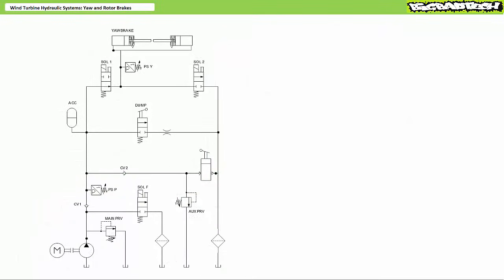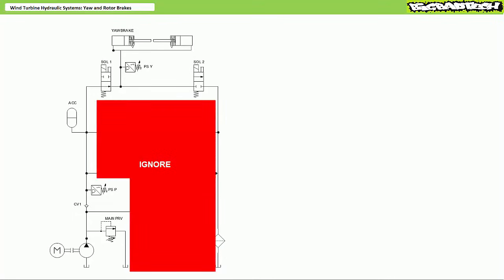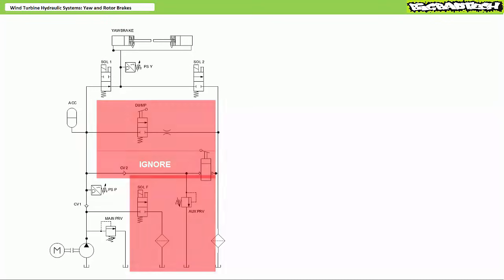So rather than tackling this whole schematic at once, let's simplify our task and analyze just the yaw brakes first. We'll examine the rotor brakes later on. We'll additionally further simplify this diagram by ignoring certain paths, at least initially. For now, pretend Sol F, the hand pump, and the dump valve are simply closed paths that don't exist. We'll look at these systems when we discuss backup operation and supplemental features later on. Let's start this analysis presuming the nacelle is pointed in the right direction and we want it to stay where it's at. Once we go through this scenario, we'll take a look at what happens when the wind shifts and we need to move.